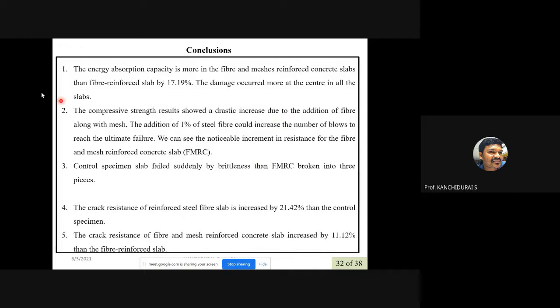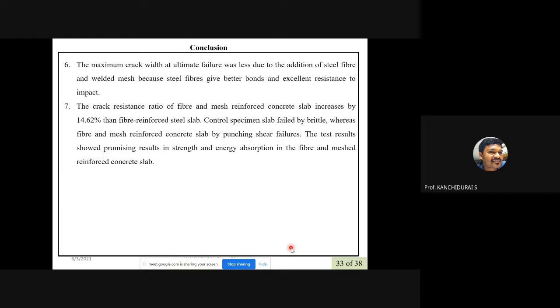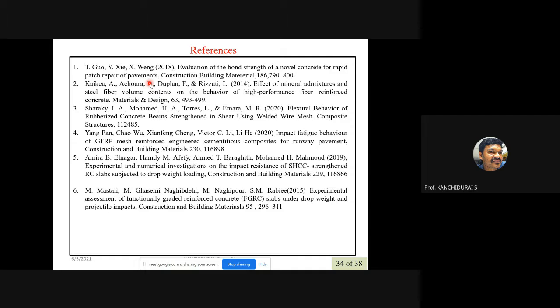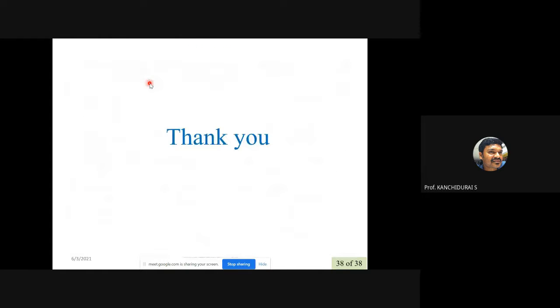Finally, I would like to conclude that the energy absorption capacity is 70% higher, and fiber reinforced concrete with 1% addition shows a noticeable increment. Similarly, the fiber and mesh reinforced concrete has controlled failure. The crack resistance is increased by 21% with fiber, and the fiber reinforced slab is increased by 11% over the control specimen. The crack resistance is 14% higher, giving external resistance in the materials. Thank you.